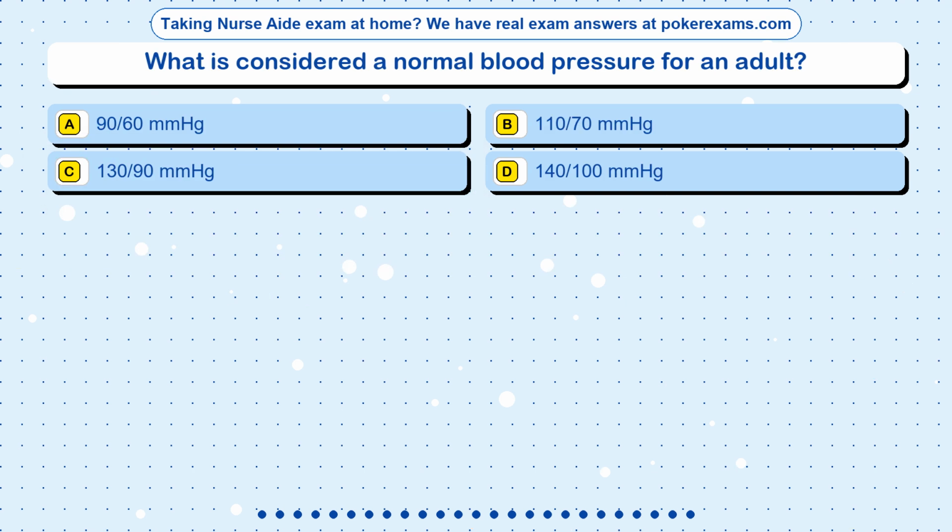Question 17. What is considered a normal blood pressure for an adult? Option A, 90/60 mmHg. Option B, 110/70 mmHg. Option C, 130/90 mmHg. Option D, 140/100 mmHg.